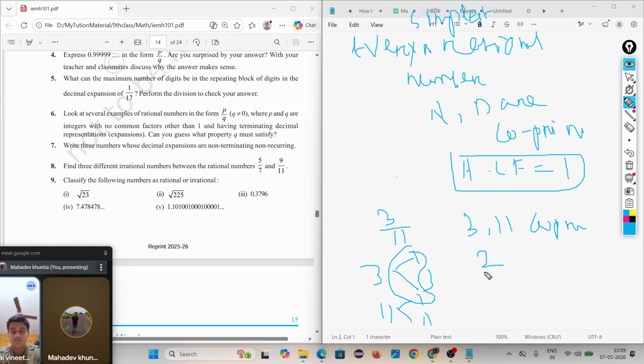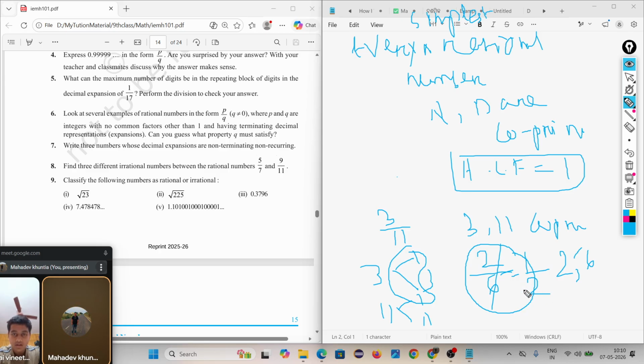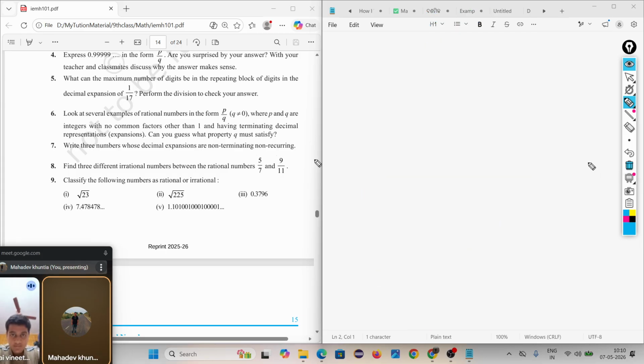You can take 2 upon 6. It is also a rational number, but not co-prime. 2 and 6 are not co-prime, because it is not in simplest form. I can simplify it, it becomes 1 upon 2. Now if you check, 1 and 2 are co-prime. 1 by 3 also becomes co-prime. Do you remember this concept? And now try the question.